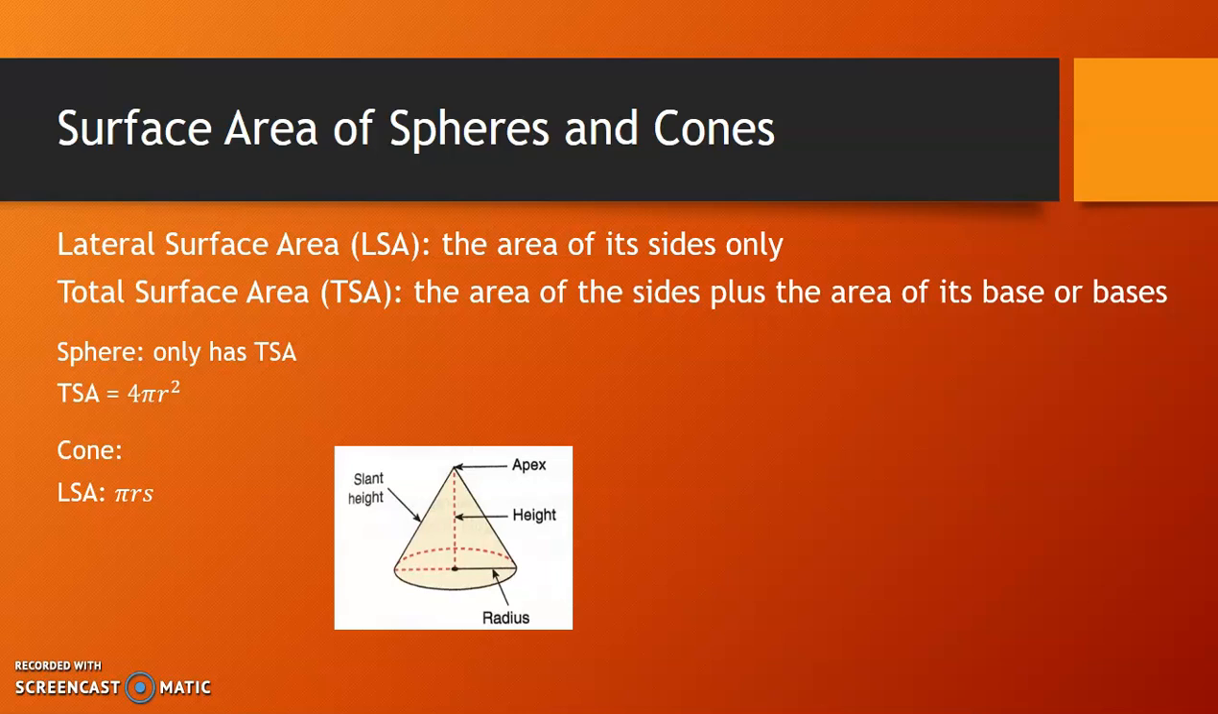So the formula for LSA is pi rs, and then TSA, total surface area, is pi rs, that lateral, plus pi r squared. And r is the radius of your cone, s is that slant height. So you're going to be looking for that piece that's on the outside of the cone.